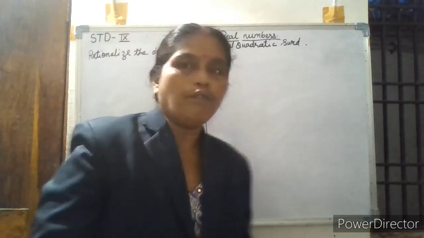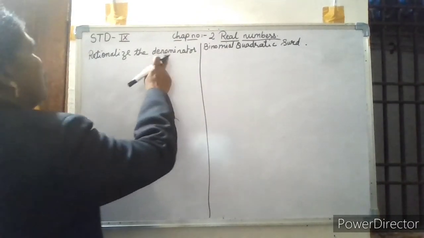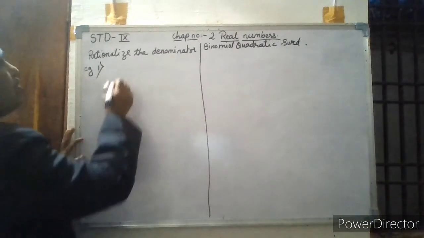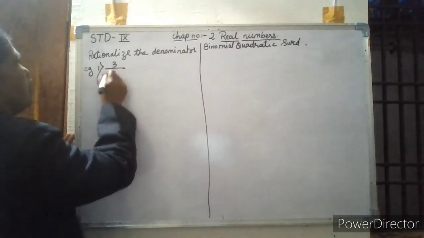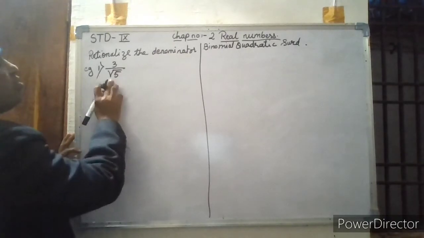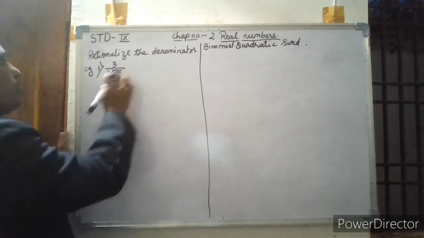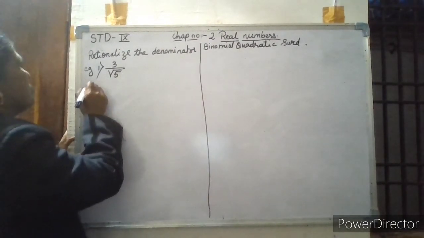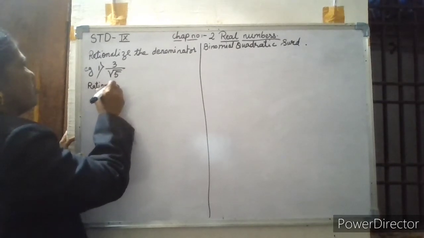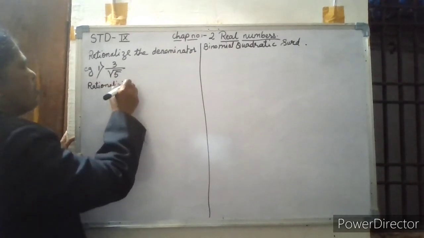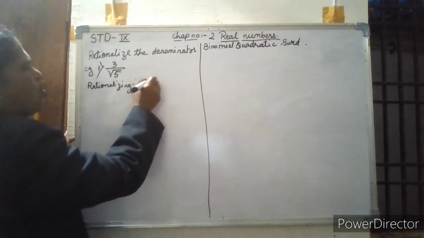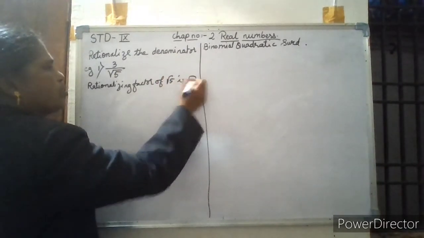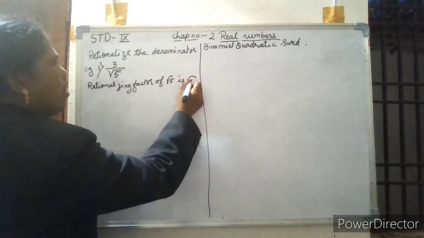Now we will learn to rationalize the denominator. So see example 1. What is rationalization? Suppose it is given 3 by root of 5. This root of 5 should be converted into a whole number. This is rationalization. So its rationalizing factor. The rationalizing factor of root of 5 is root of 5 only. Yes. So we have to rationalize this.